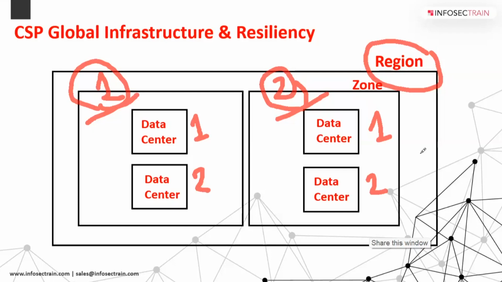So in this Mumbai region, in this zone first, I have data center first and data center second. Both combine together to form a zone, and both zones combine to form a region. This is the infrastructure of a cloud service provider, specifically AWS. Azure has a little bit of a difference, and so does GCP, but this is in the context of AWS. Every region would have the same thing. The difference would be the number of regions.